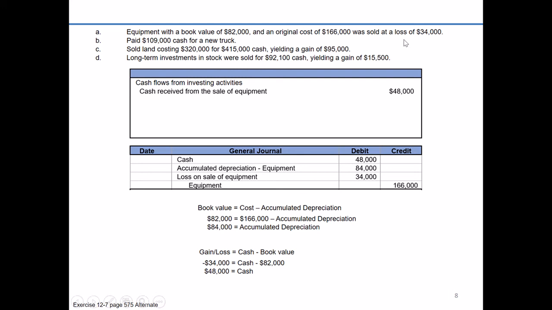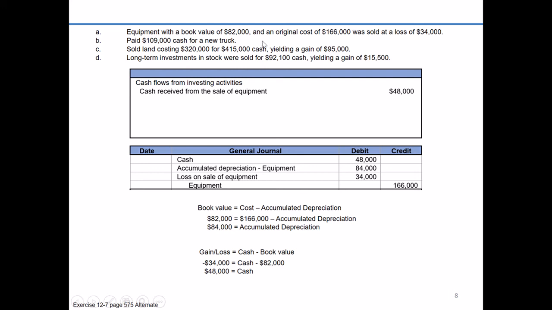Recall from our operating activities that the loss would show as an inflow of $34,000. Remember the logic was that the sale of the asset itself, the equipment, is going to show up as an inflow here, the full $48,000. Unfortunately, our loss showed up as an expense or a deduction from our net income. We need to counteract that by adding it to our operating section because we know the full $48,000 received is going to show up in our investing section.